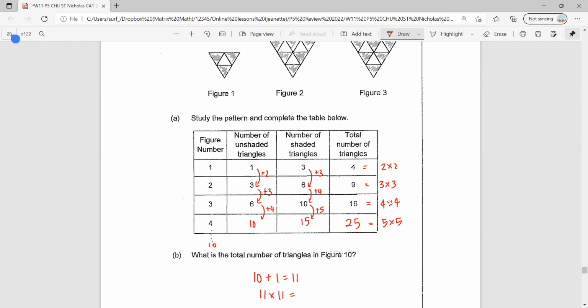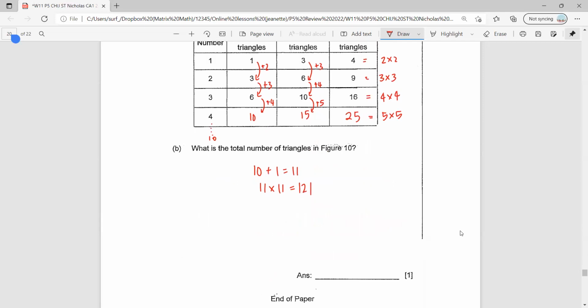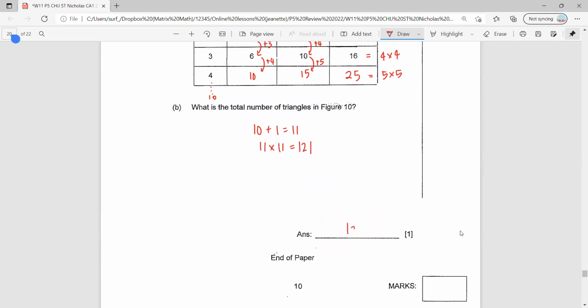There is no calculator, right? So you're supposed to do your working if you don't know what 11 times 11 is. So the answer here is 121.